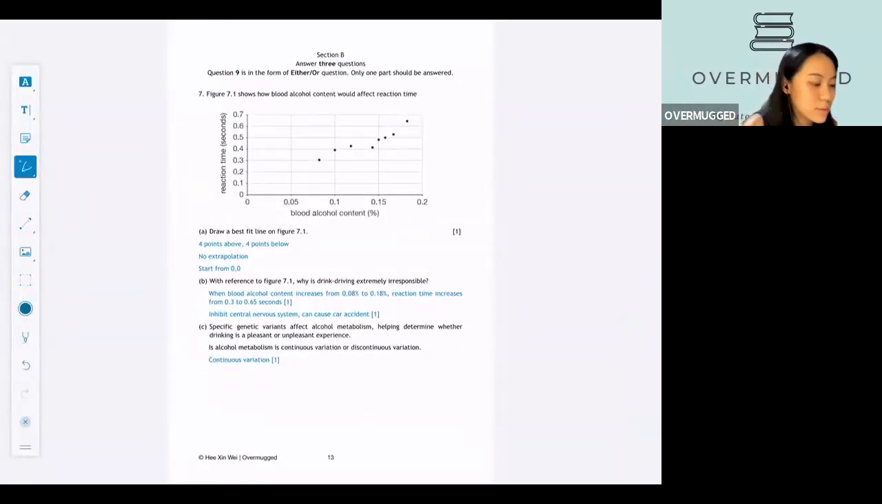Question seven. Draw best fit line. Yeah, this one, best fit line. Just make sure like 4 points above, 4 points below. It will be about like this, I think. And then no extrapolation. So don't go beyond. Start from 0, 0.